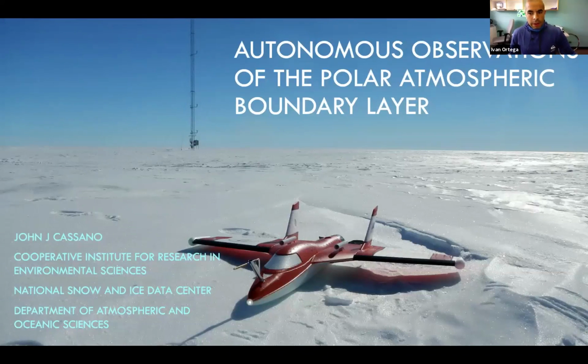Now it is my great pleasure to introduce John Cassano today. John did his undergrad in Earth Science at Montana State University. Then he got his master's in atmospheric and oceanic science at the University of Wisconsin. Then he received his PhD in atmospheric science at the University of Wyoming. And then he did a postdoc at Ohio State University.